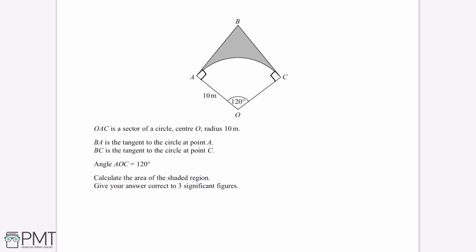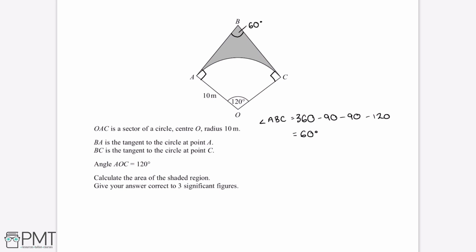Now what we can see is we've got a kite shape here. Now kites are quadrilaterals, and all angles in a quadrilateral sum to 360 degrees. So what this means is angle ABC is equal to 360 minus 90 minus 90 minus 120. And this gives us an answer of 60 degrees. So again we can mark this onto our diagram.